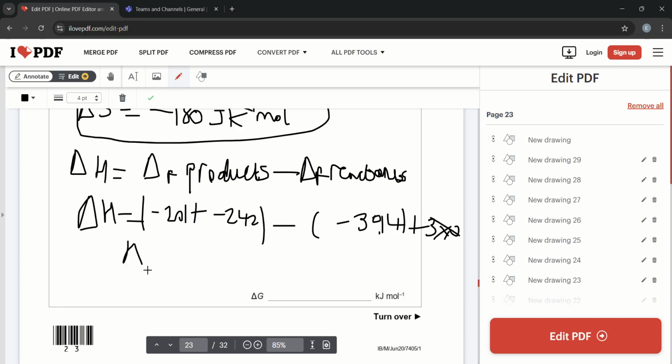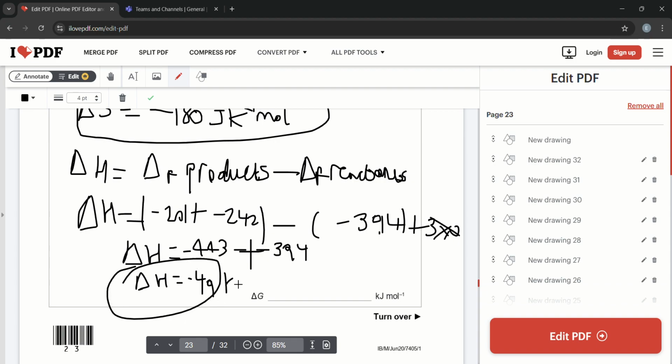So now if we work out delta H, minus 201 plus minus 242, so we get equals to minus 443 minus 394. Two minuses therefore becomes a positive, therefore we get delta H is equal to minus 443 plus 394, minus 49. And this is in kilojoules per mole to power minus 1.